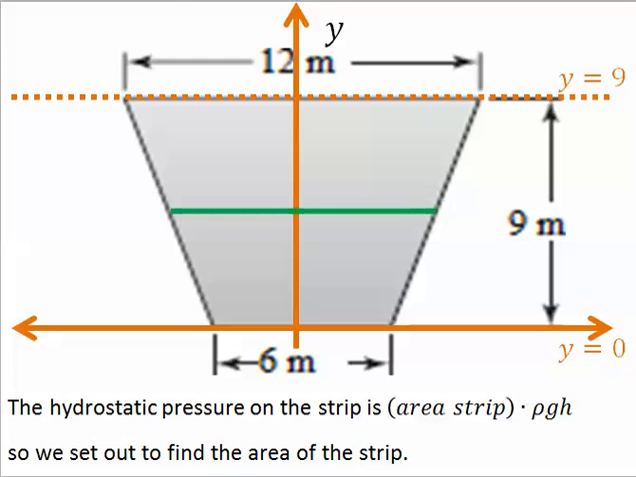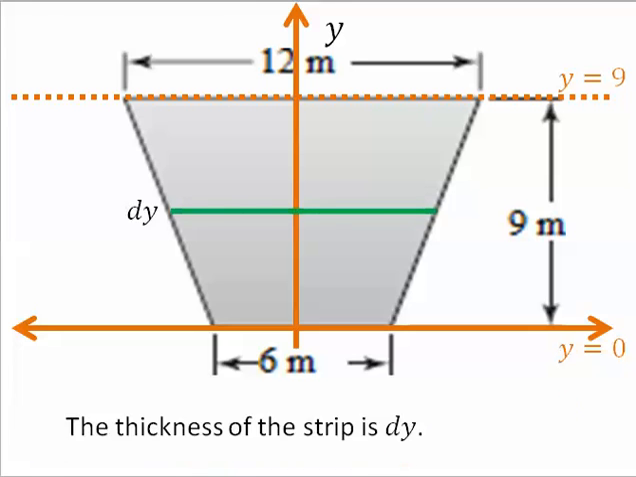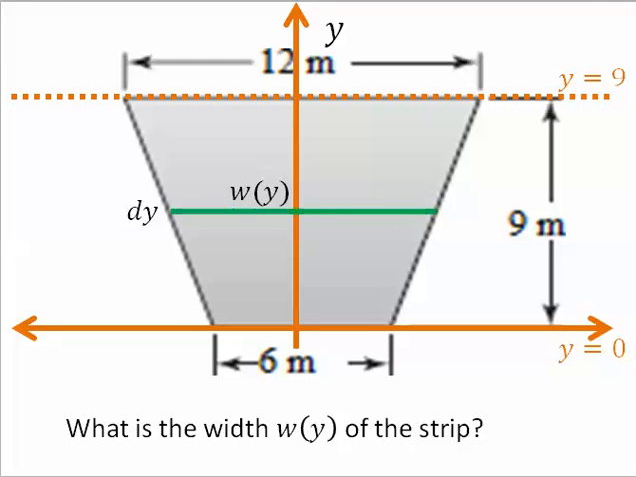The hydrostatic pressure on the strip is the area times the density times acceleration due to gravity times the depth. So we're first going to set out to find the area of the strip, and that's actually our most difficult piece. Now the thickness of the strip is dy. That's infinitesimally small thickness. And what is the width of the strip? What is the length from one side of the dam to the other at the value y?